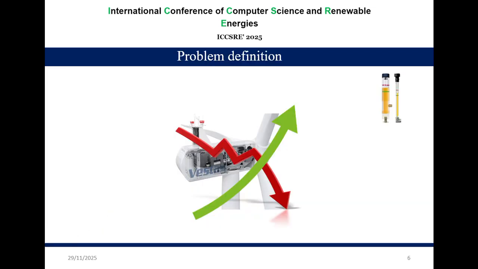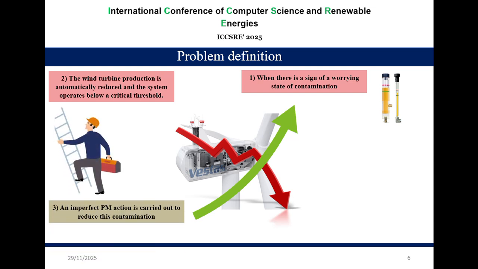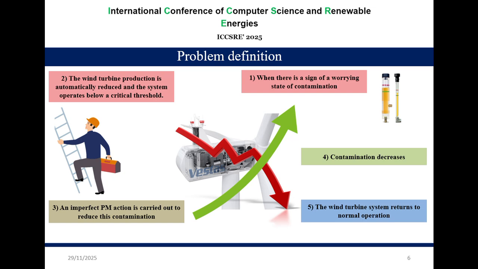So in our case, when there is a worrying state of contamination of oil in the gearbox gear trains, the wind turbine production is automatically reduced and the system operates below a critical threshold. Then an imperfect preventive maintenance action is carried out to reduce this contamination. So after this, contamination decreases, and the wind turbine system returns to normal operation.